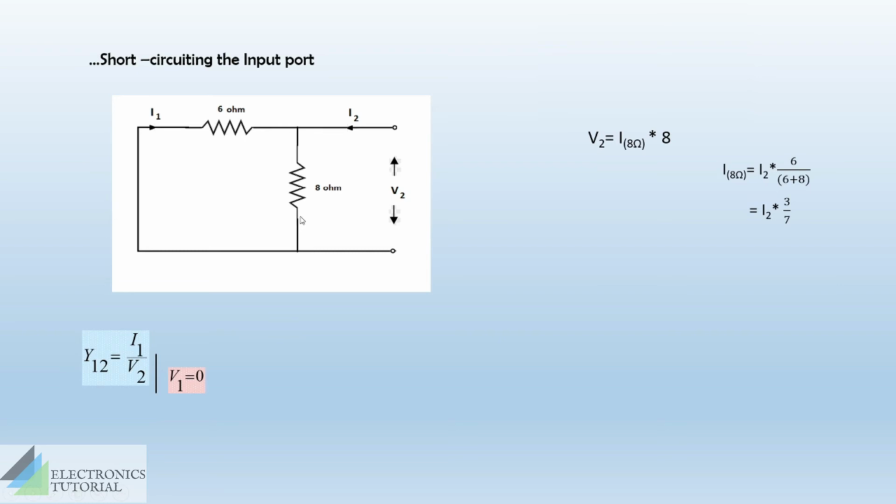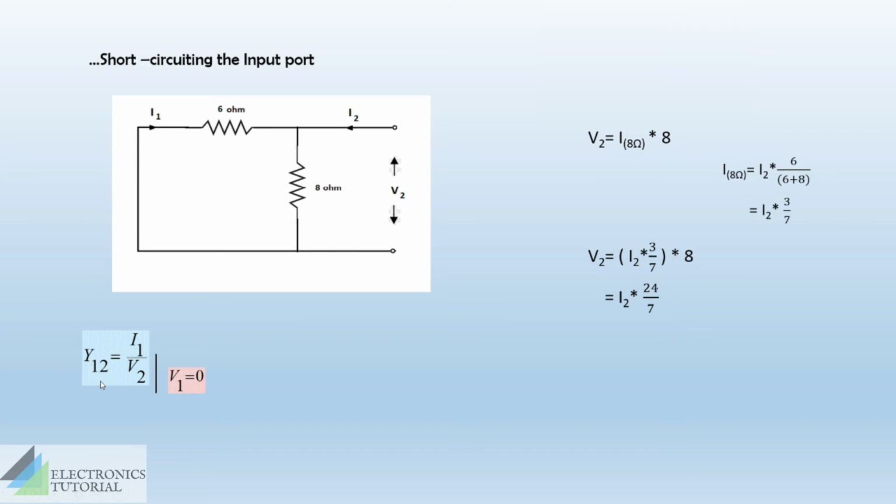We can find the current through 8 ohm using current division rule. That means current through 8 ohm is equal to total current I2 into resistance in other branch 6 divided by total resistance 6 plus 8. It gets simplified as I2 into 3 by 7. That means we can obtain V2 value as V2 is equal to current through 8 ohm into 8. So we'll get it as I2 into 24 by 7.